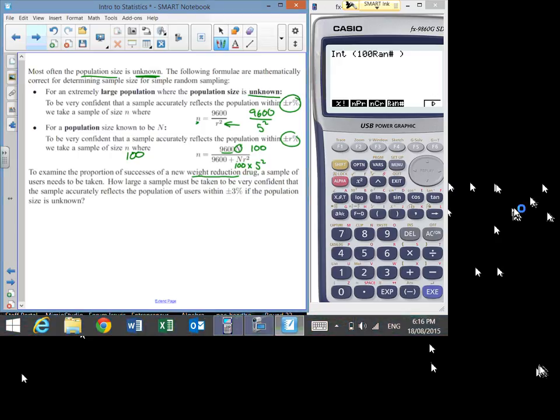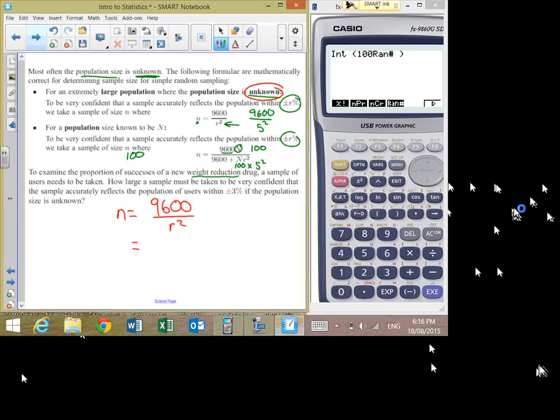So we'll do one quick example. To examine the proportion of successes of a new weight reduction drug, a sample of users needs to be taken. How large a sample must be taken to be very confident that the sample accurately reflects the population of users within 3% if the population size is unknown. So we don't know the population size, so we're going to have to use n is equal to 9,600 divided by r squared, which in this instance is 3. 9,600 divided by 3 squared, which is also 9.